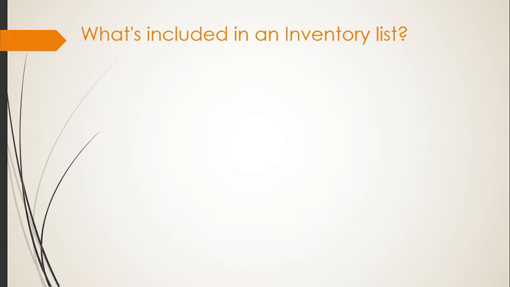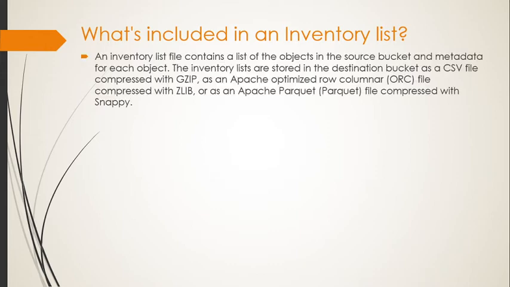So what's included in an inventory file list? When you configure an inventory list, what will you get in that list? An inventory list file contains a list of the objects in the source bucket and metadata for each object.